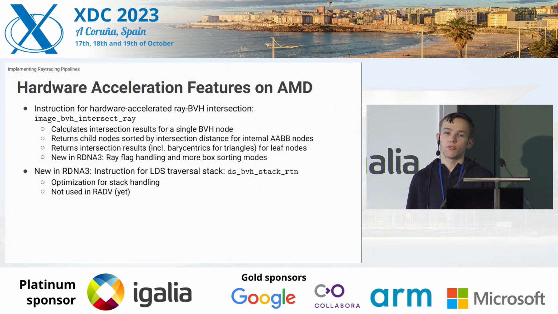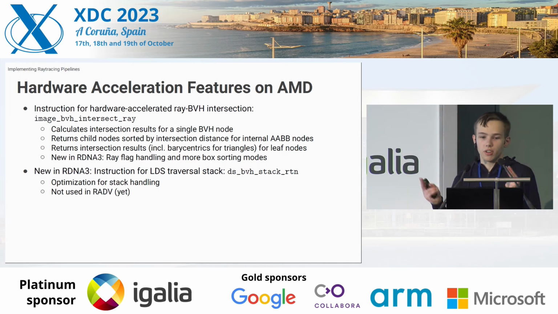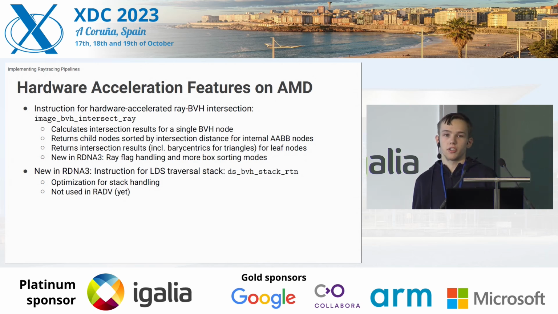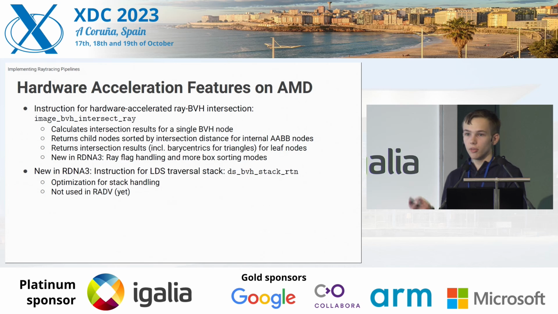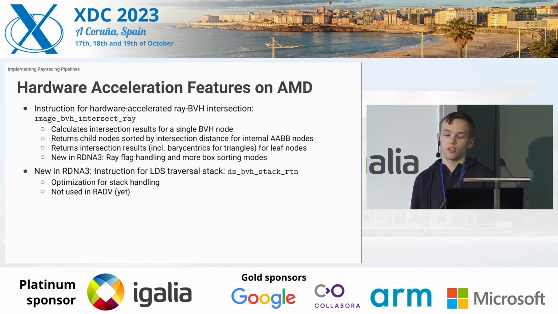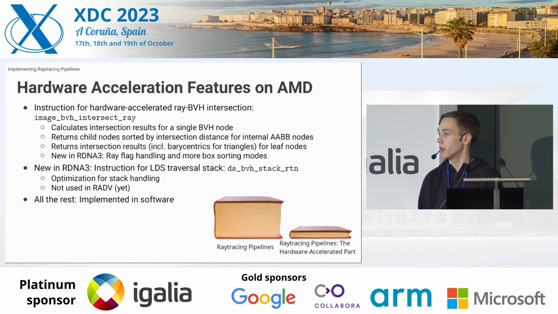It has also another mode for triangle intersections, where it will return how far the intersection was away from the origin and at which barycentric coordinates inside that triangle the ray actually hit. That's useful for shaders because they do some per-vertex parameter interpolation based on those barycentric coordinates. So we also have some new concepts in RDNA 3 that were added there, but RADV doesn't actually use those yet, and I think we're kind of running out of time, so I'm going to skip over those. But that's pretty much all there is for the hardware, and all the rest is implemented in software.